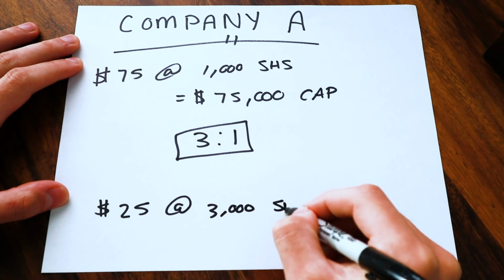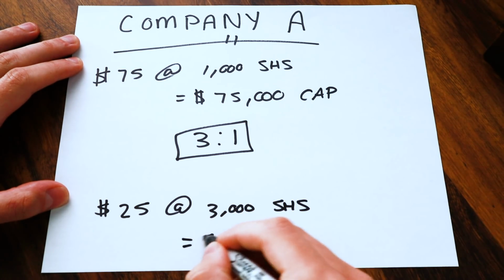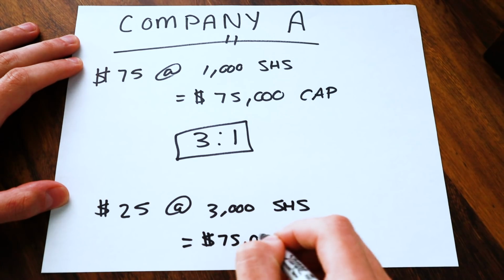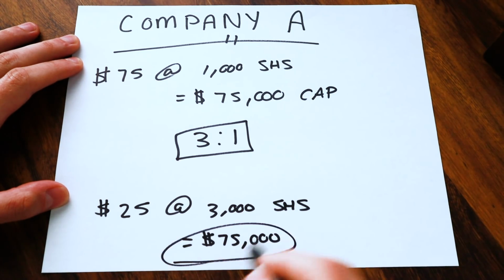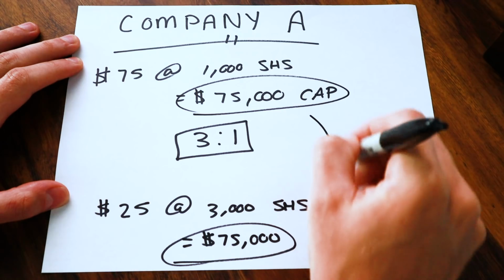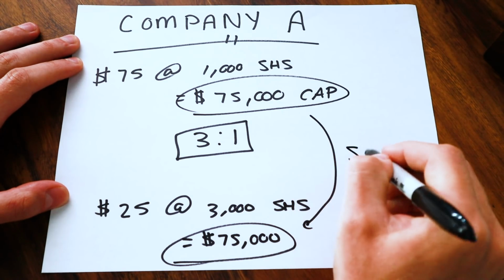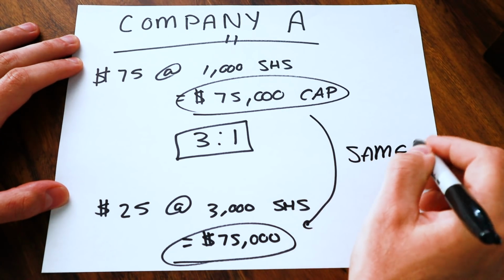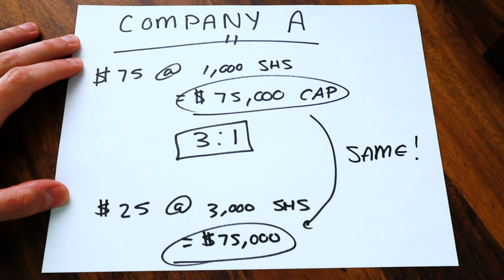Notice that the market cap stays the same after the split, tripling the number of shares outstanding to 3,000 while simultaneously dividing the stock price by 3 to $25, resulting in a market cap of $75,000. So the true value of the company has not changed at all. Let's break this down even simpler.